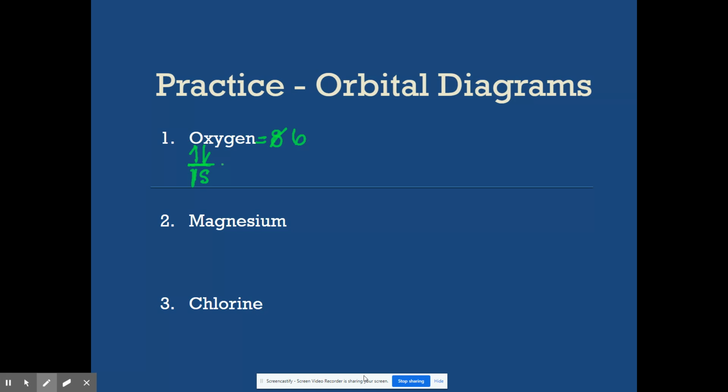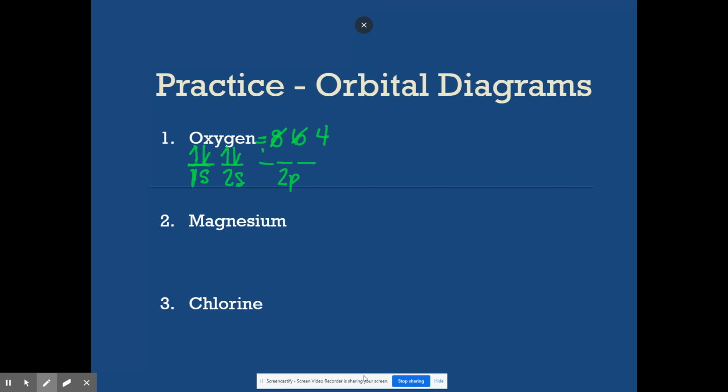Going to our next arrow, we have 2s. Same thing, can hold 2 electrons, one going up, one going down. That leaves us with 4 electrons to place. After our second arrow on our other sheet that you have next to you, we have 2p. Now P is obviously a different letter than S. And what that P means is that there are 3 orbitals now. So we need 3 lines.